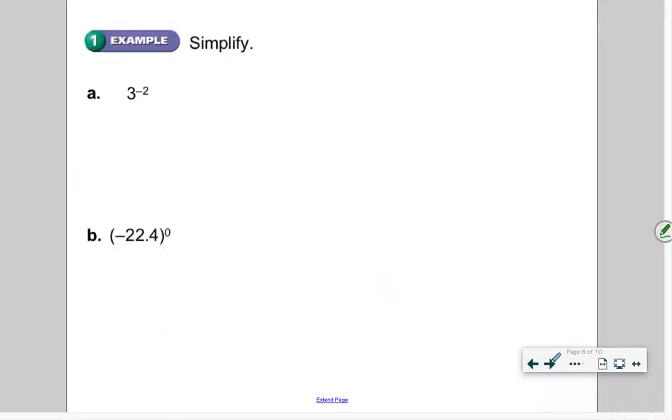3 to the negative 2 power. Calculators turned over or off. 3 to the negative 2 power. How are we getting rid of that negative exponent? Put it in the basement. So it becomes 1/3 to the 2nd, which is 1/9.